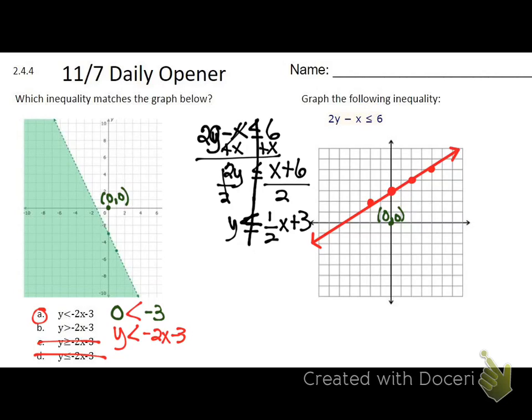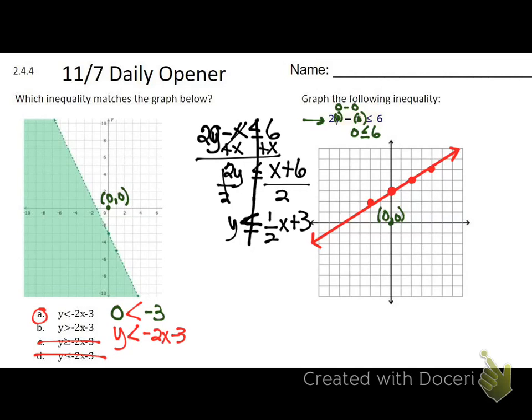Okay, so what I do with this, I come back to my original equation, and I substitute. So what do I substitute for my y? 0. What do I substitute for my x? 0. Okay, what's 2 times 0? 2 times 0 is 0. What's 0 minus 0? 0. Is 0 less than or equal to 6?